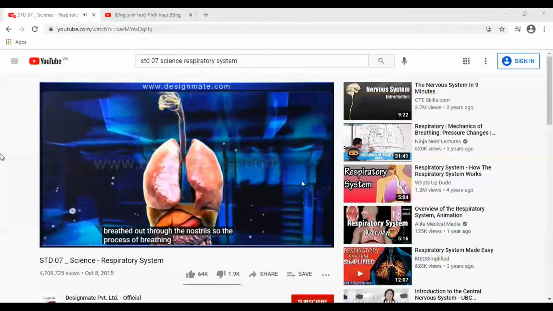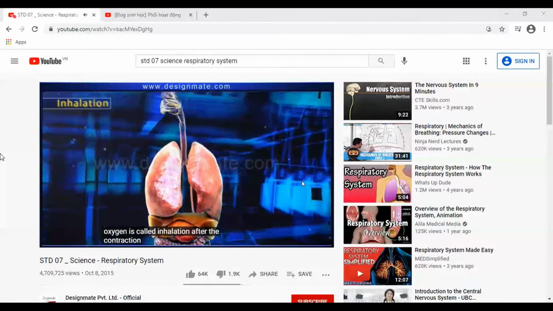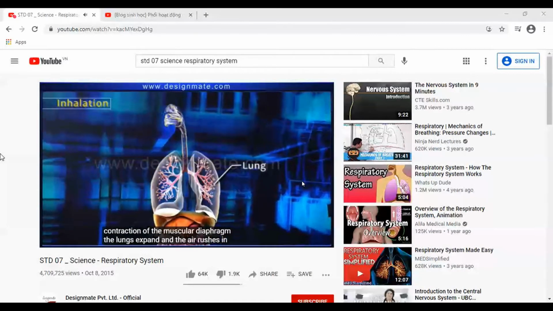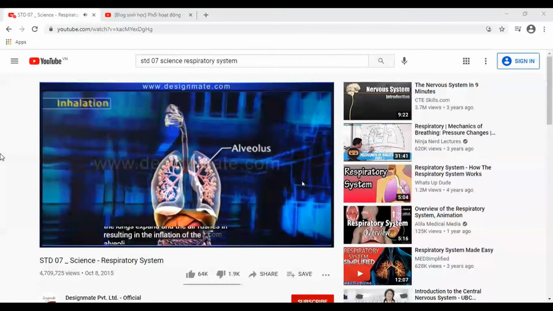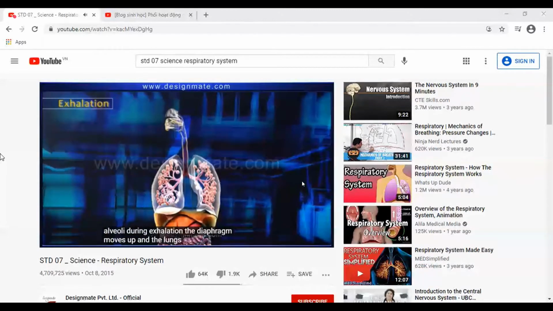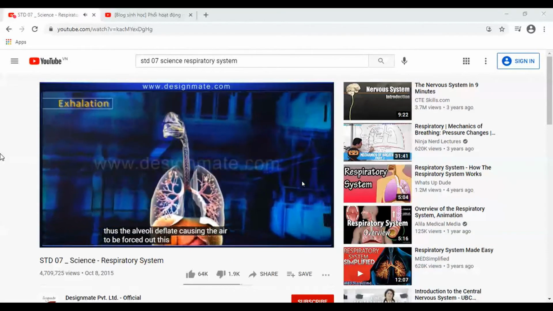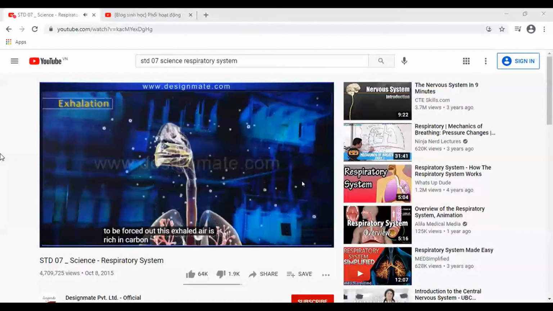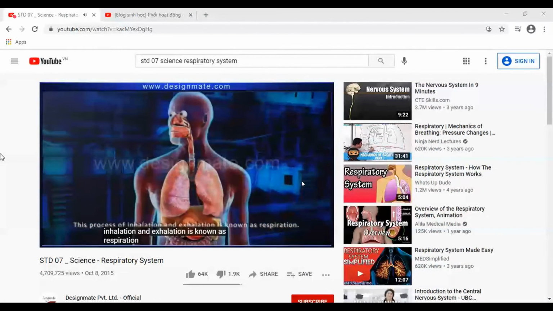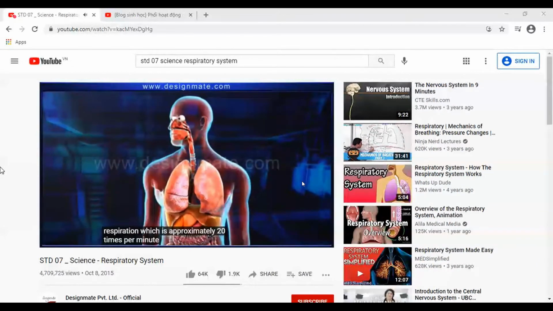So the process of breathing in air rich in oxygen is called inhalation. After the contraction of the muscular diaphragm, the lungs expand and the air rushes in, resulting in the inflation of the alveoli. During exhalation, the diaphragm moves up and the lungs contract. Thus, the alveoli deflate, causing the air to be forced out. This air is rich in carbon dioxide. This process of inhalation and exhalation is known as respiration, which is approximately 20 times per minute.